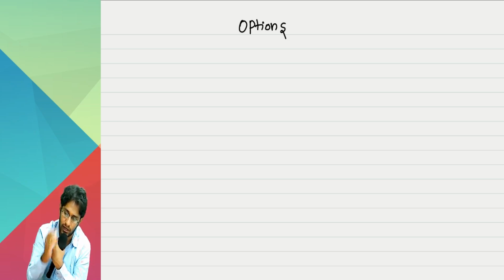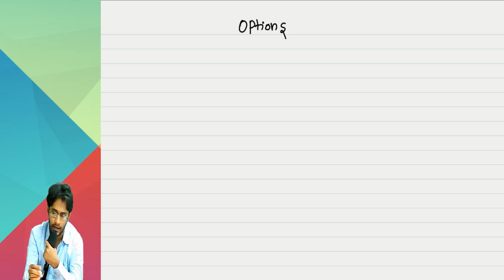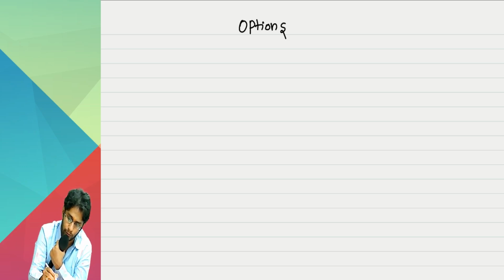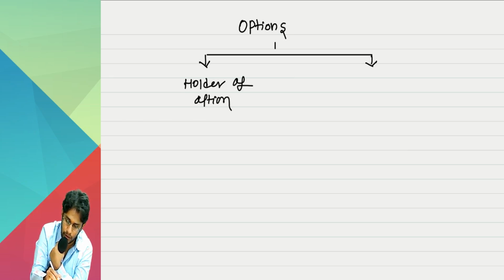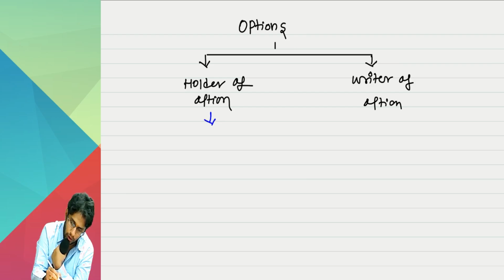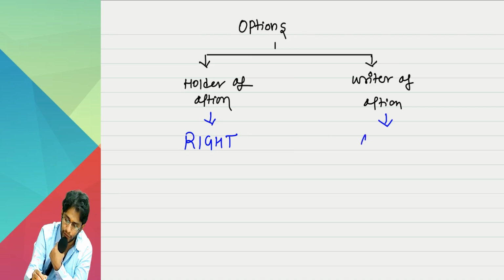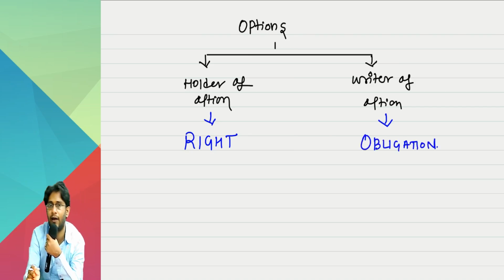Sir, in an options contract, see, the name option itself means it is a choice. In the option contract also there are two parties. One party is called the holder of option. The other party is called the writer of option. A holder of the option will have a right. A writer of an option will have an obligation. Now what right he has, what obligation he will have, we will see later on.